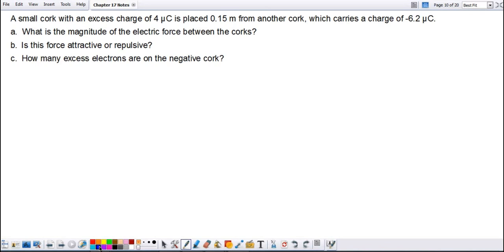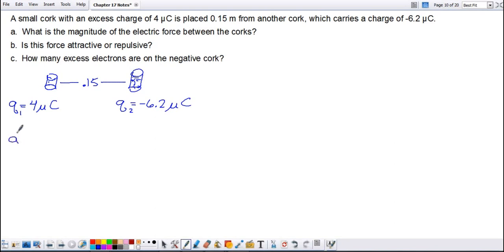Okay, let's draw a picture. So we've got a quark over here, and then another one over here. And they're 15 centimeters apart, 15/100ths of a meter. And we know that the first quark has a charge, remember Q is charge, of 4 microcoulombs. And the second one has a charge of negative 6.2 microcoulombs. Okay, what's the magnitude of the electric force?